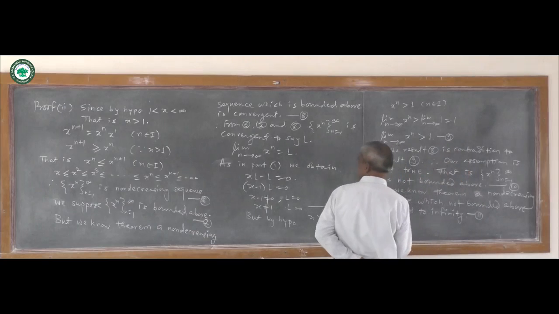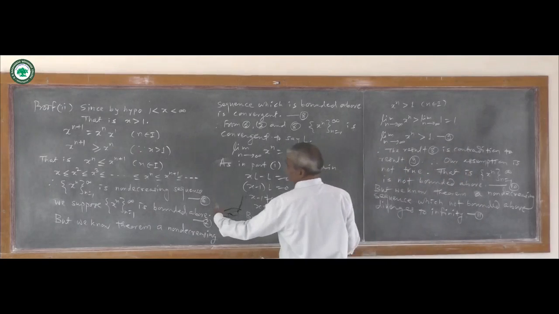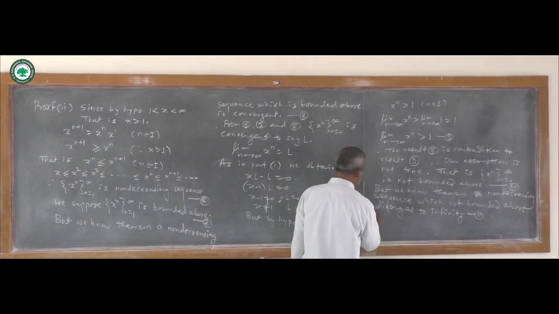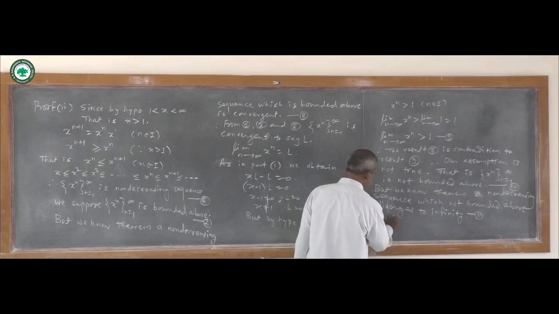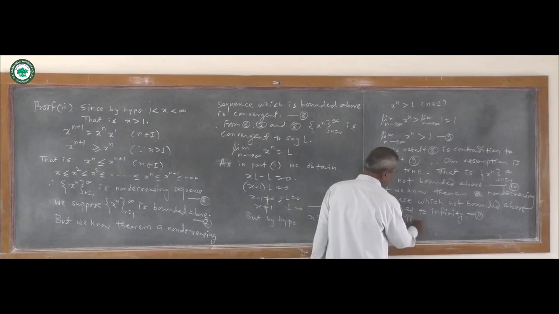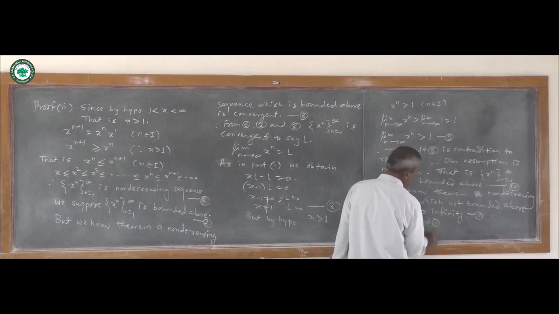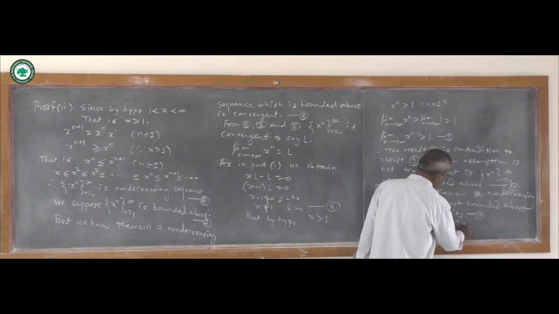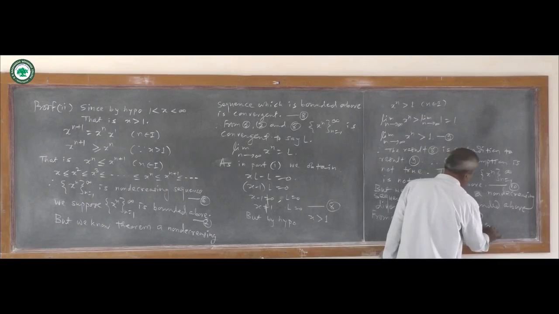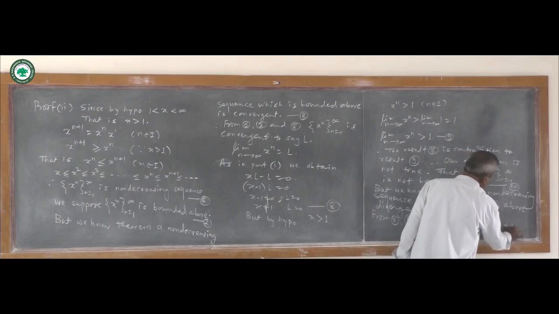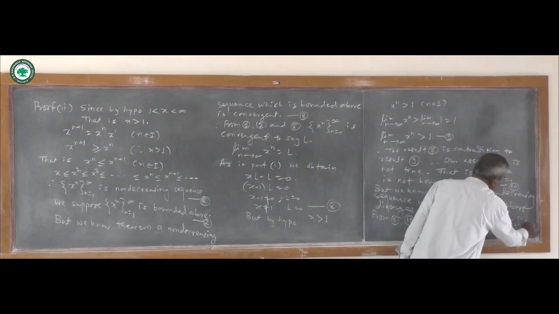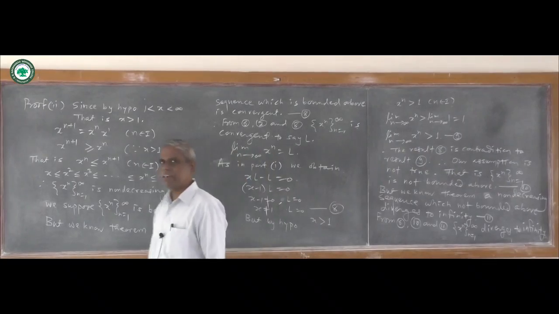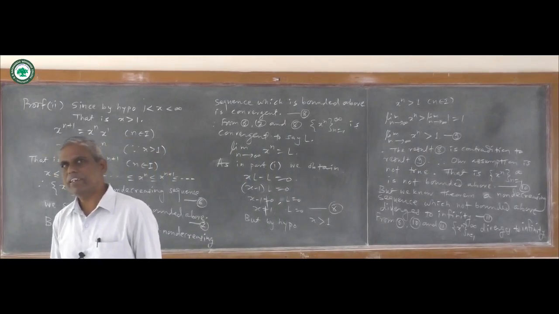Therefore, from 6, 10 and 11, the sequence x raised to n, n is equal to 1 to infinity, diverges to infinity. Hence the proof of part second.